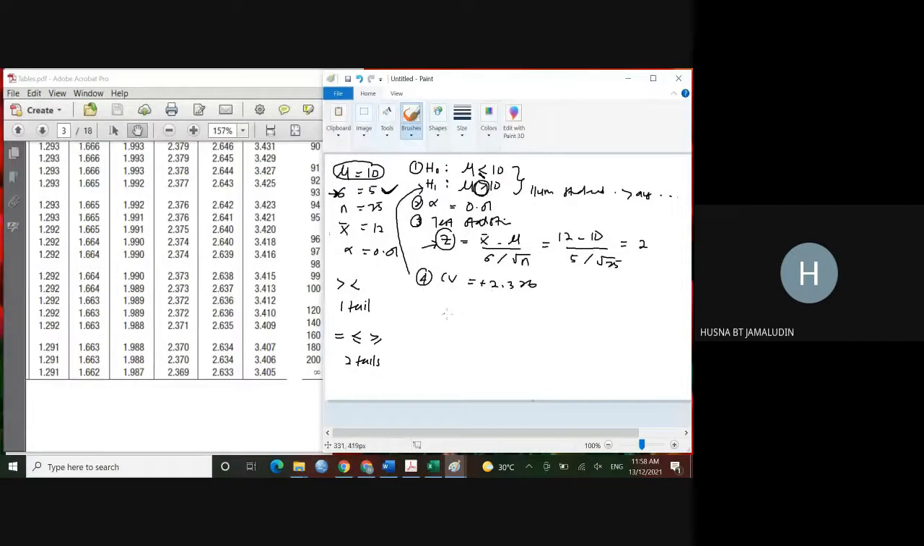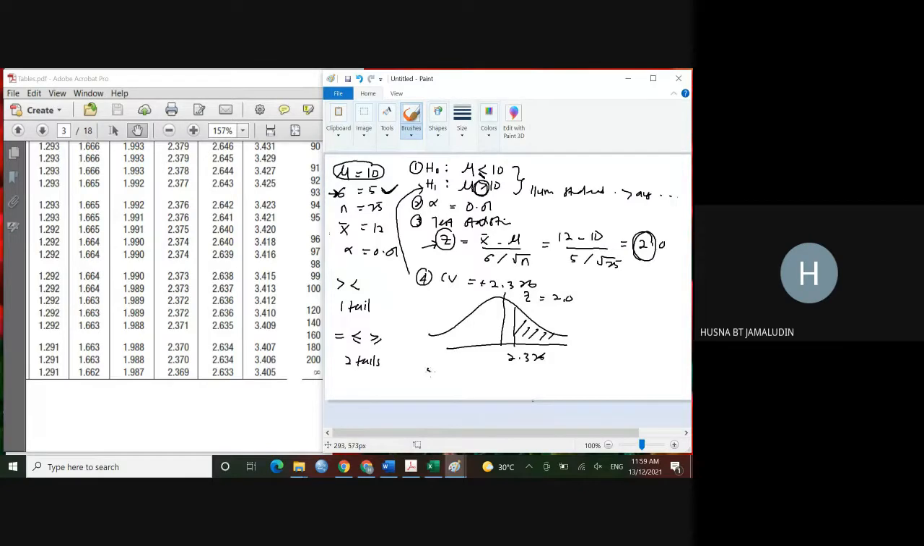So next step, maybe you want to draw a diagram. So where is this CV? On the left side or the right side? Right. This is positive, so 2.326. And where is your test statistic? Inside or outside the rejection region? Outside. This is 2, meaning 2.0. So it should be outside, perhaps somewhere here. This is your Z, which is equal to 2.02. So it is outside the rejection region.